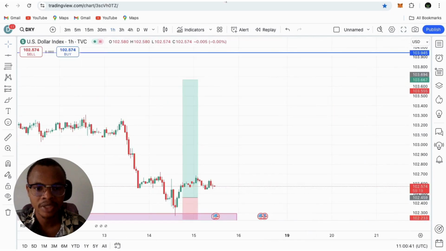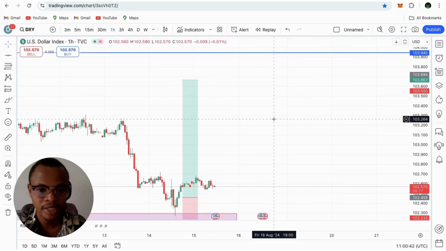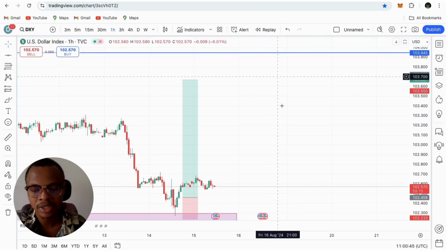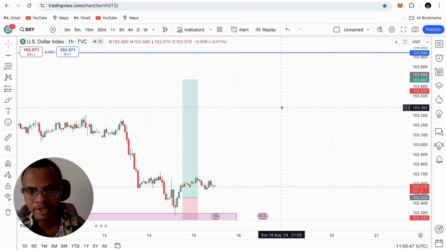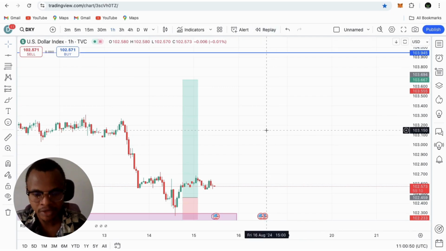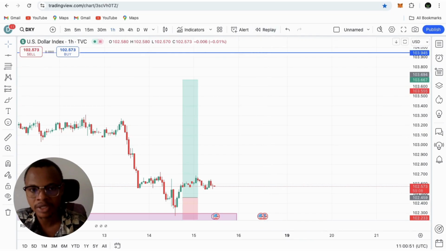Now, how do I trade these pairs? Actually, I'm not looking for entry reasons on these pairs. As long as the dollar is going up, they are going down. I'm looking for my entry reasons on the dollar itself. As long as I get my entry reason on the dollar itself, I just trade these pairs.